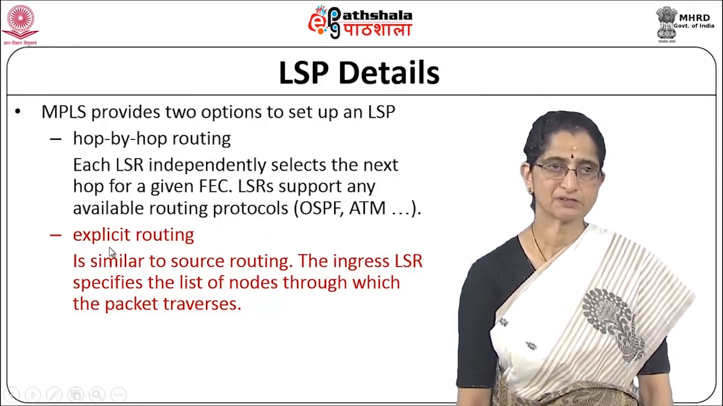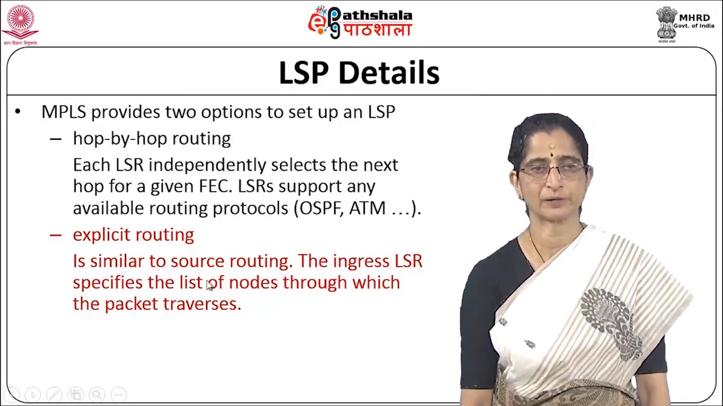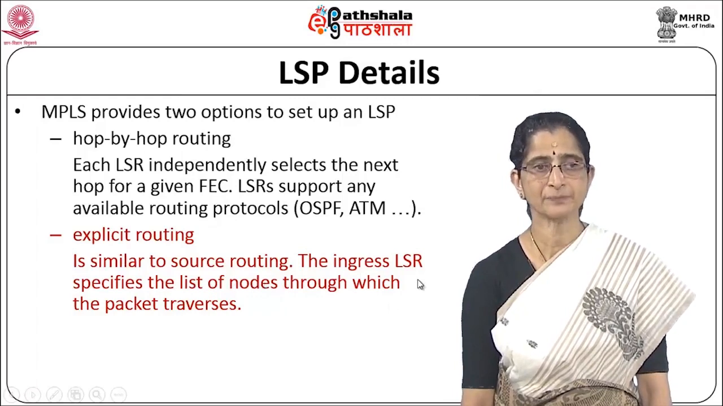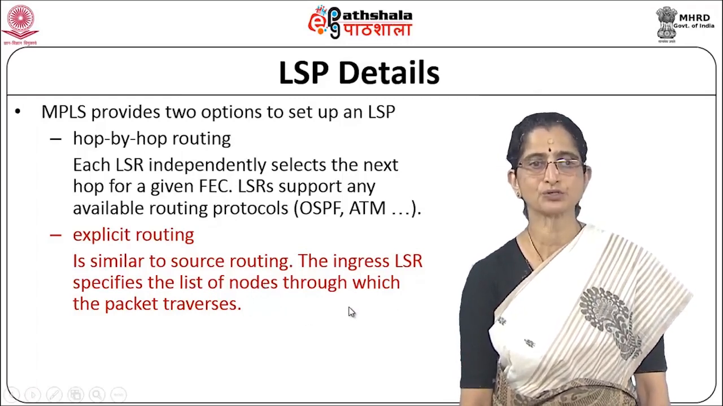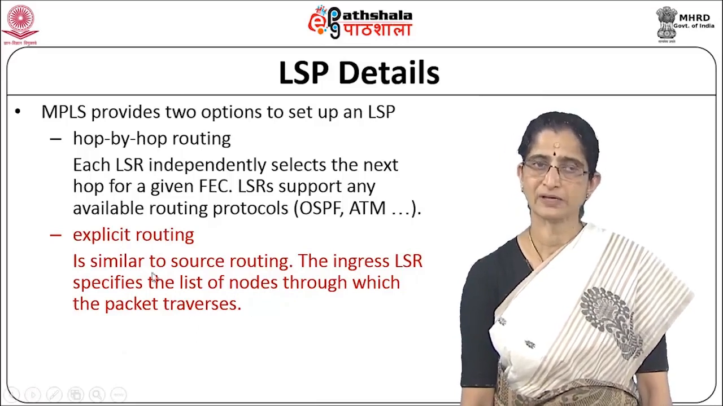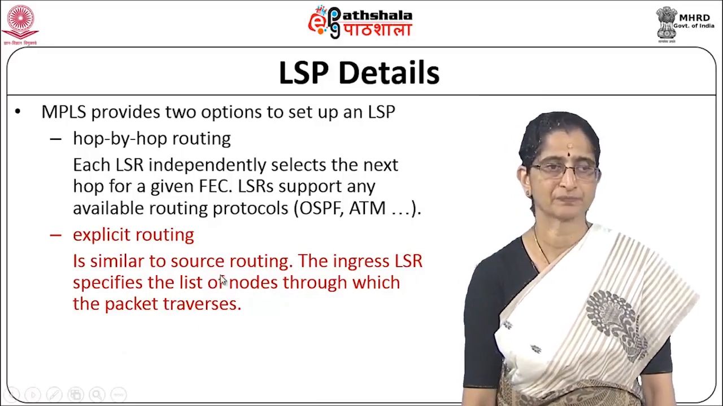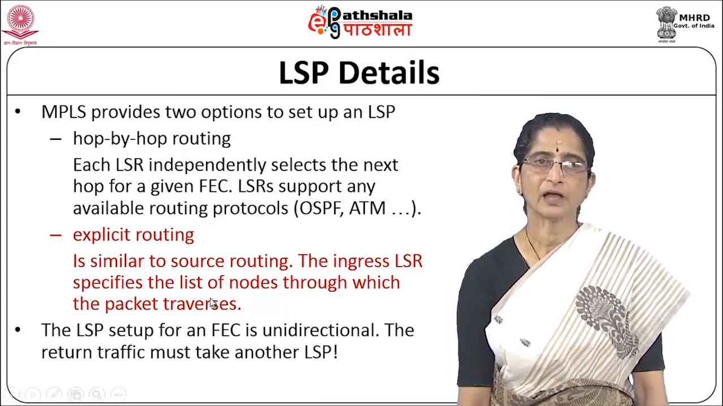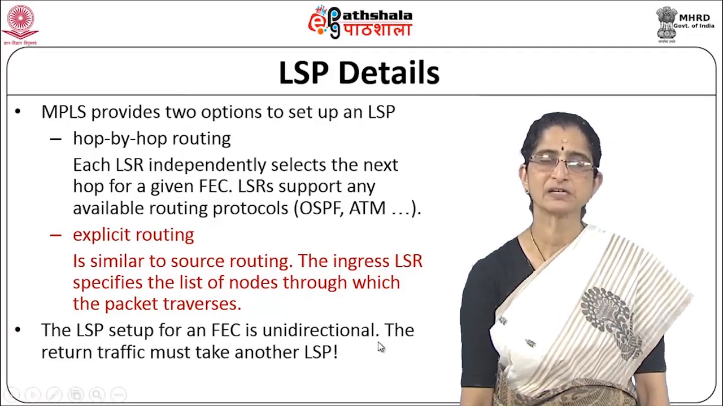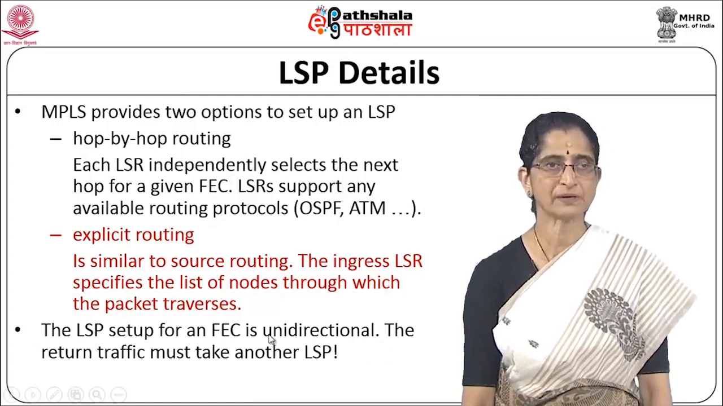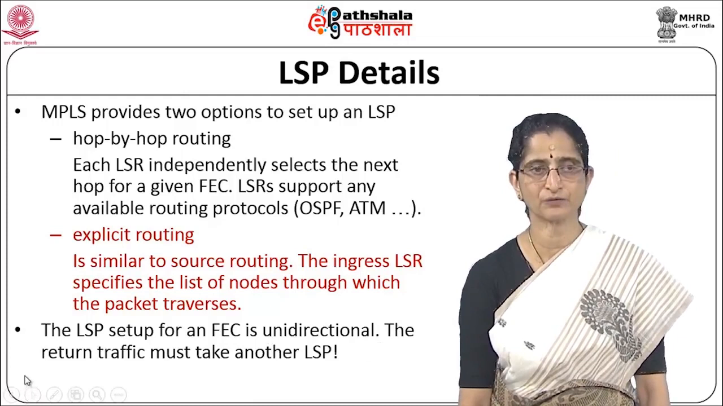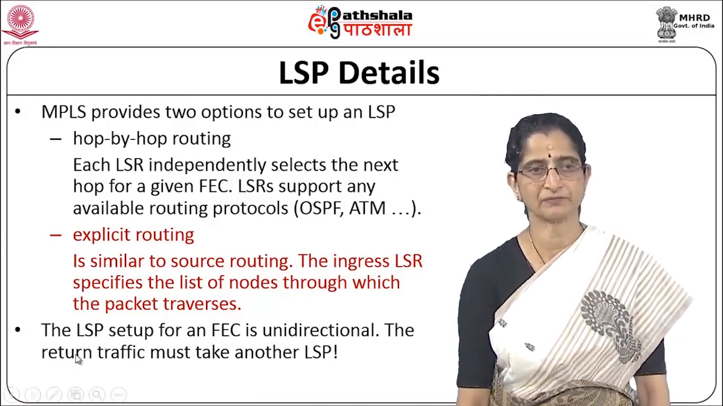The other is explicit routing. This is similar to source routing. In this, the ingress LSR will specify the list of nodes through which the packet should traverse. So this is very similar to the source routing mechanism. And the LSP which is set up for an FEC is unidirectional, which means for the return traffic you will have to set up another LSP, and it can also take another path. A different path can be taken for downward traffic rather than upward traffic.